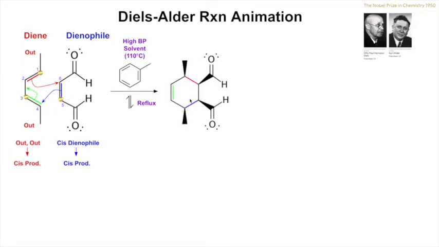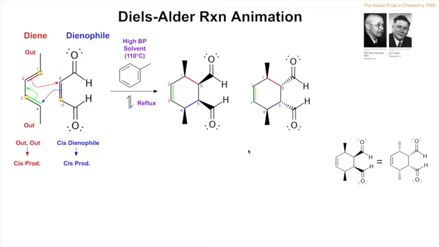I add the regiochem and the stereochem right away because I already know it's cis and cis, so cis and cis. Let me number my carbons, make sure I got it right. 1, 2, 3, 4, 5, 6. So you see the green pi bond is now between 2 and 3. Boom, there it is. And this obeys my rules: out-out makes cis, and cis dienophile makes cis product. But someone might try drawing that as if it's a different product. Is it a different product? No, it's the same thing when you flip it over. But this one is a different product and it follows our rules.